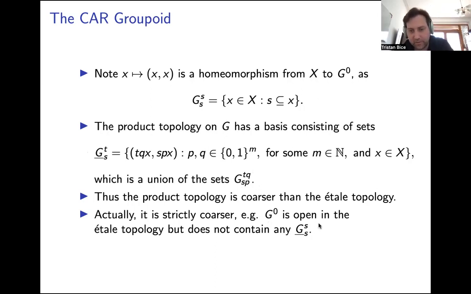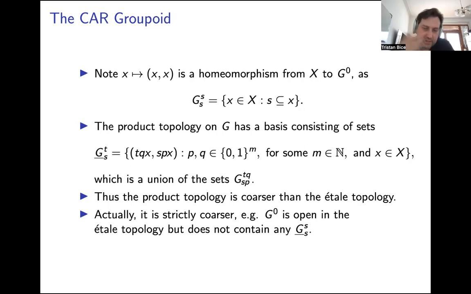The unit space is open in the Étale topology. It has to be. However, this does not contain any of these slightly bigger cylinder sets that form GSS. Simply because for any fixed S, I can always extend in two different ways up to some point before I again make the sequences the same. And that means that if I extend them in different ways, they're immediately going to lie outside of this unit space here.